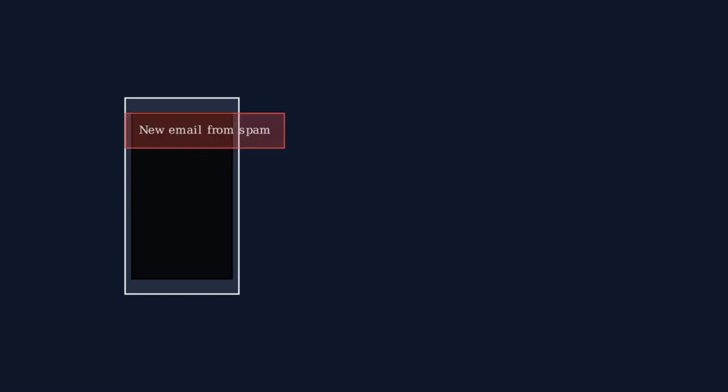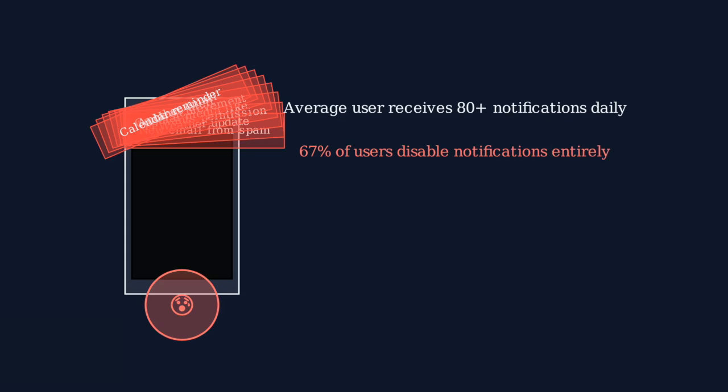Meet Sarah. Every morning, she wakes up to this, a phone bombarded with dozens of notifications from apps competing for her attention. Research shows the average smartphone user receives over 80 notifications daily. This overwhelming flood leads to notification blindness, where users simply ignore or disable notifications entirely. In fact, 67% of users have disabled notifications completely. But there's a better way. Let's see how intelligent notification design can transform this experience.